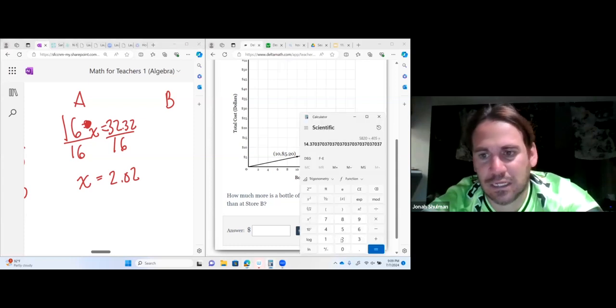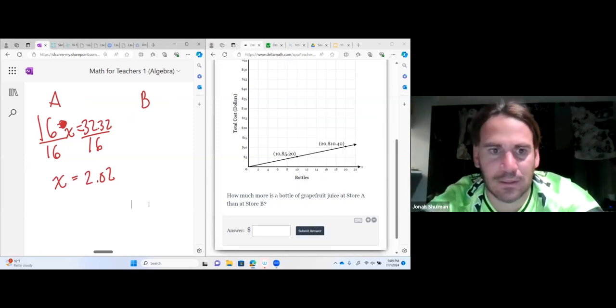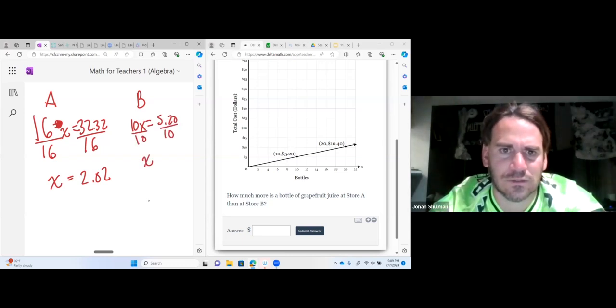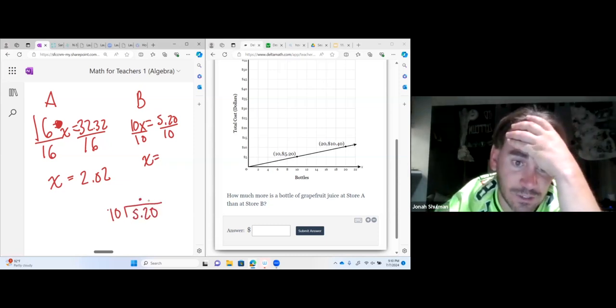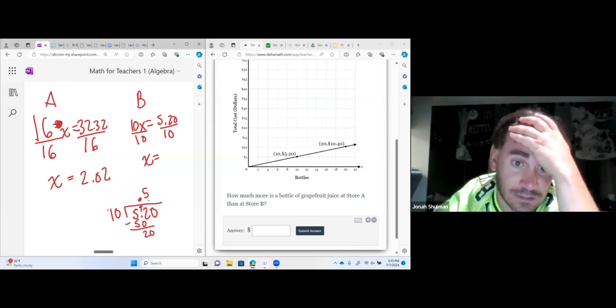Let me just double check that. I did it in my head. 32 divided by 16, $2.02. All right, let's see what happens at B. So store B, we got 10x equals 5.20. So we divide by 10. So x is, it's 52 cents? 5.20 divided by 10. Let's see this. So we have the decimal here. When it's not there in the question, we have to put it there. 10 can't go into 5, so this goes into 52, so that's 52 cents.